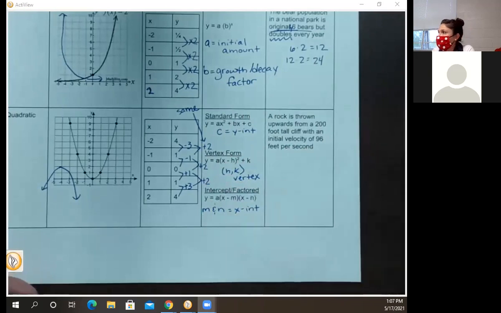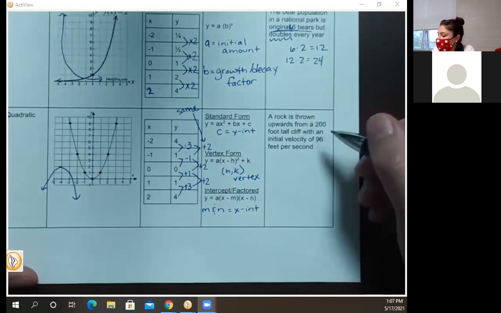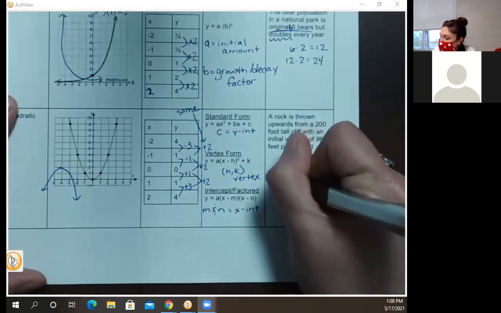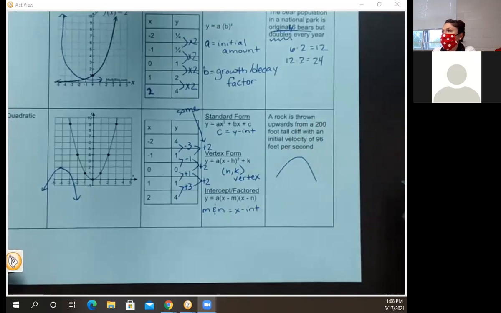And then we talked about, just the other week, how a lot of the application problems that we see for quadratic functions are about projectiles, and that's what we have here. A rock is thrown upwards from a 200-foot tall cliff with an initial velocity of 96 feet per second. So that rock is going up, and then it's going to come back down. So that's a parabola. That's a quadratic problem.